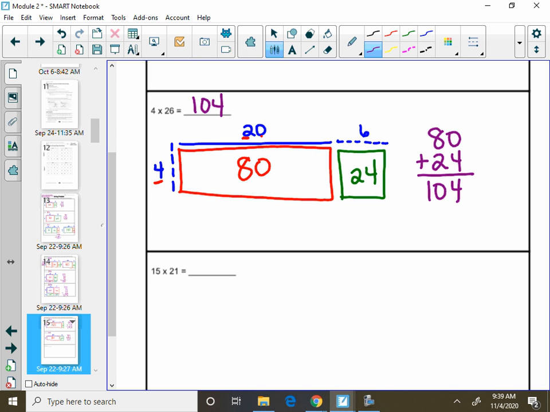That makes sense. Think about quarters. If you had 4 quarters, 4 times 25, wouldn't that be 100? So it makes sense that 4 times 26 is right around there.